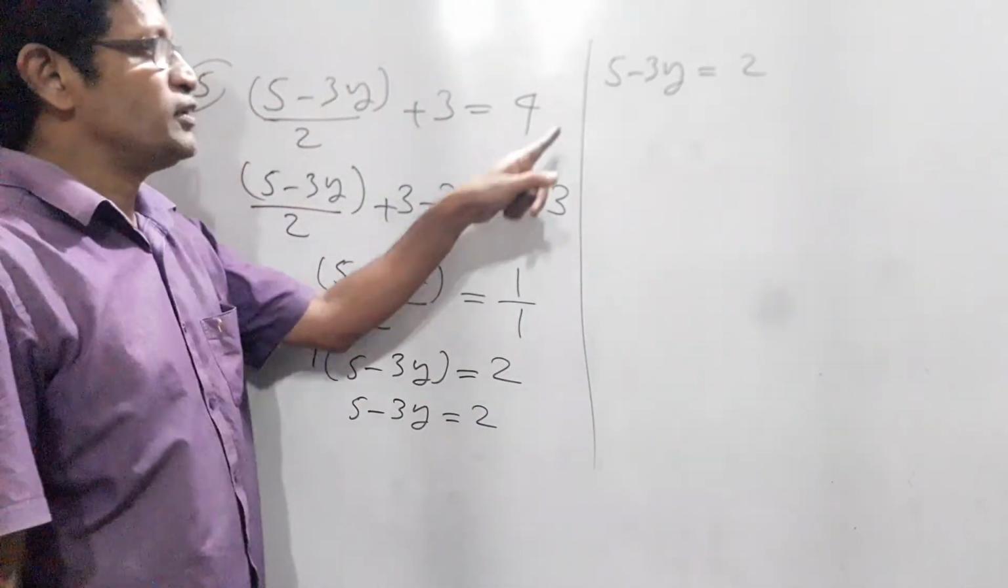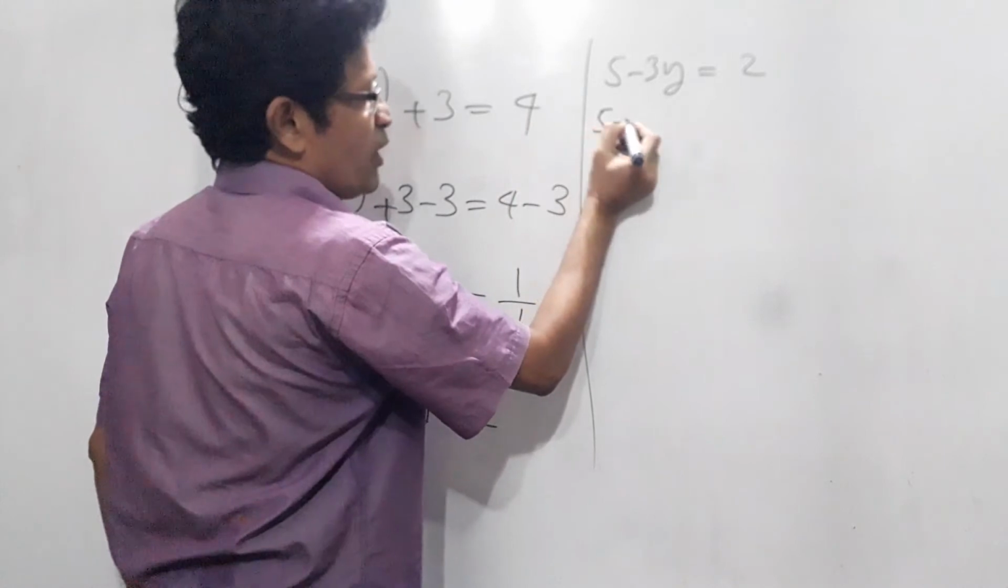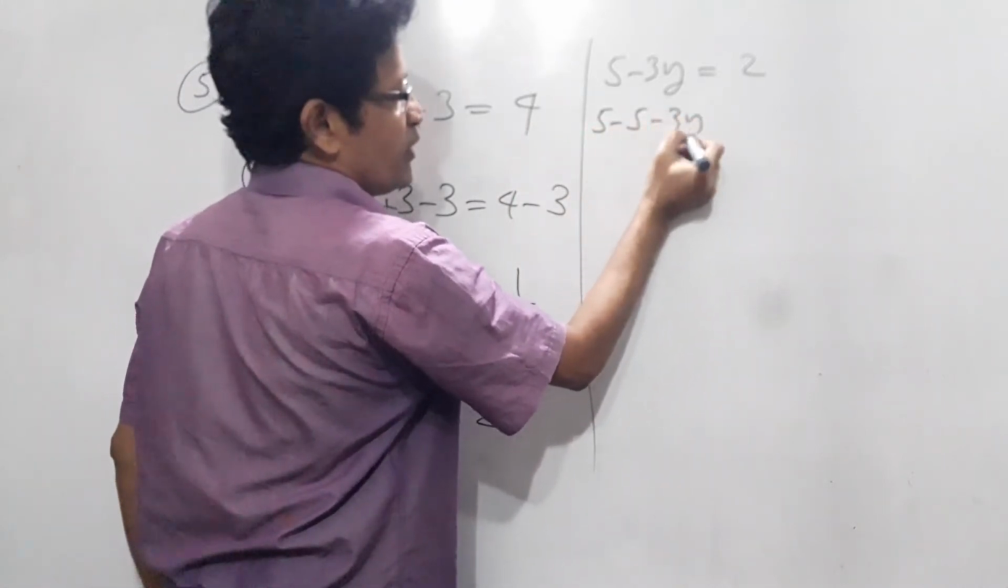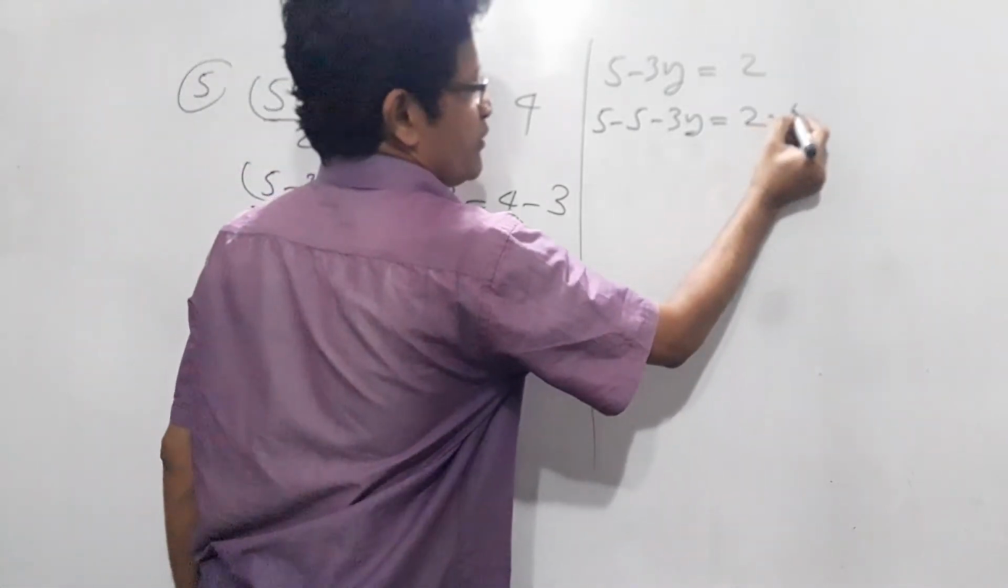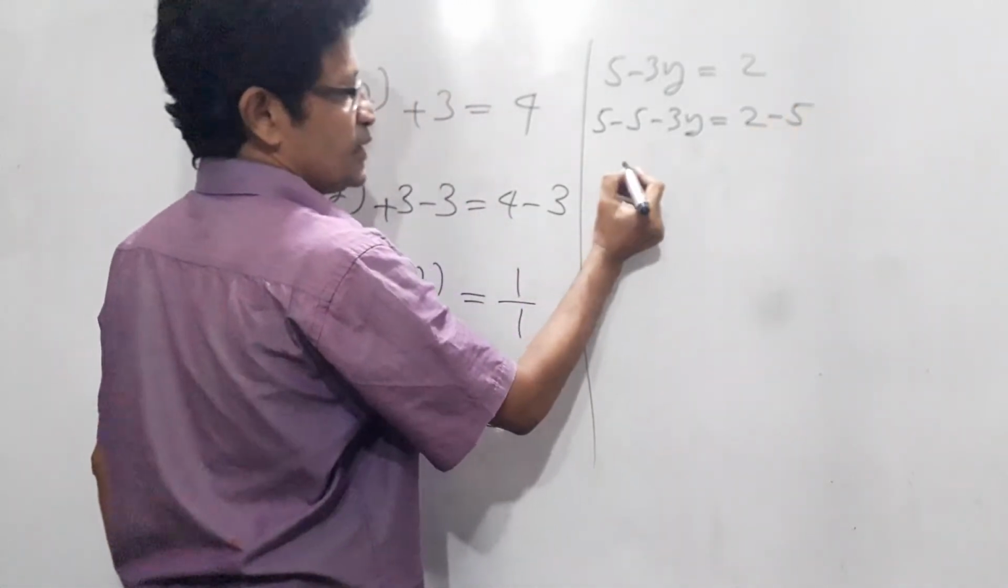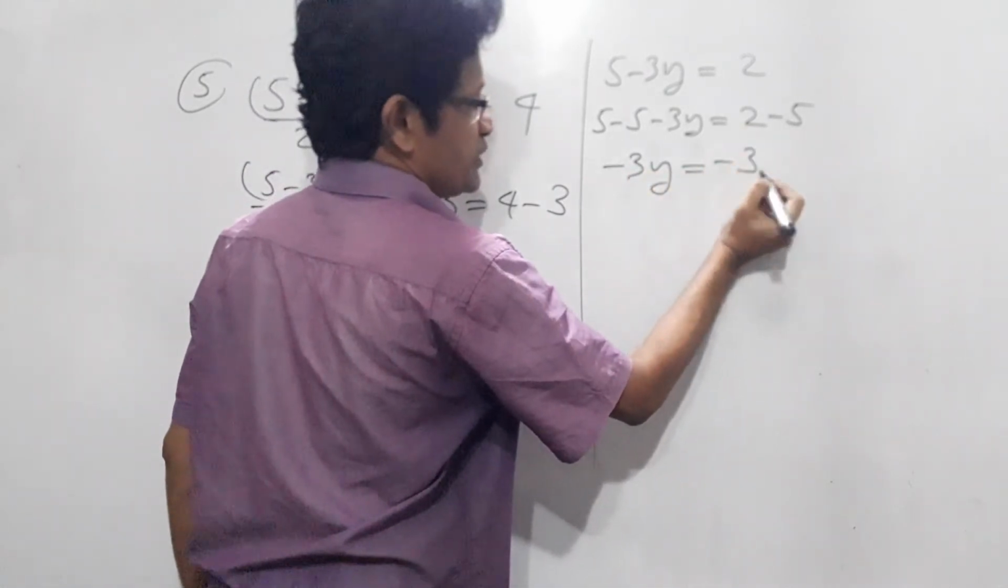Now we have to get rid of this 5. Therefore I subtract 5 from this side. 5 minus 5 minus 3y equal, from this side also I have to subtract 5 minus 5. Now 5 and 5 cancel, this side you have minus 3y equal 2 minus 5 is minus 3.